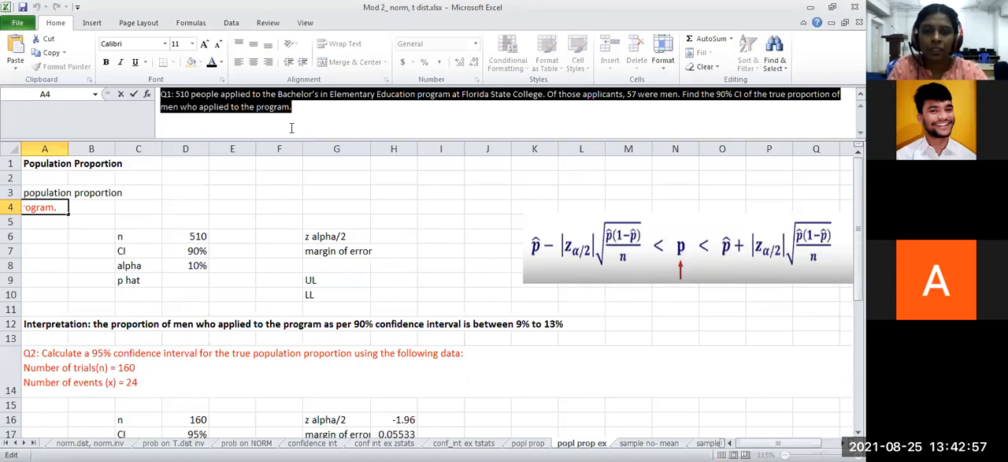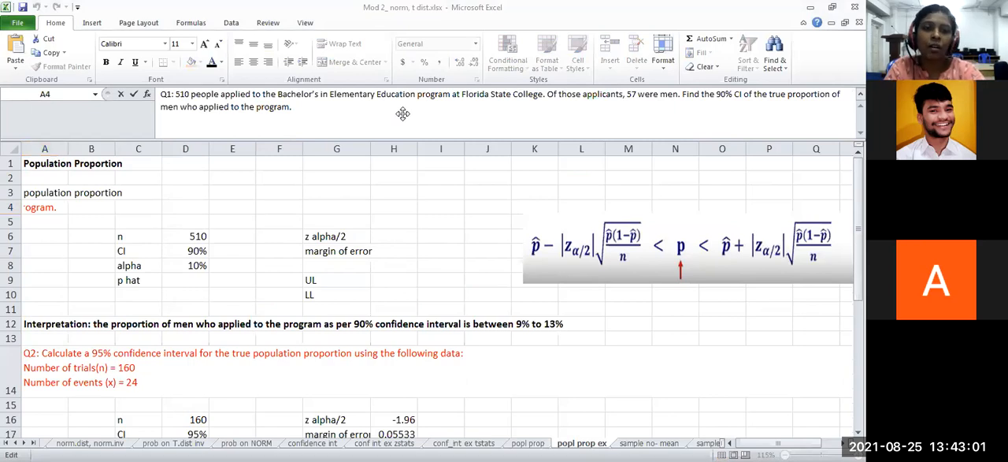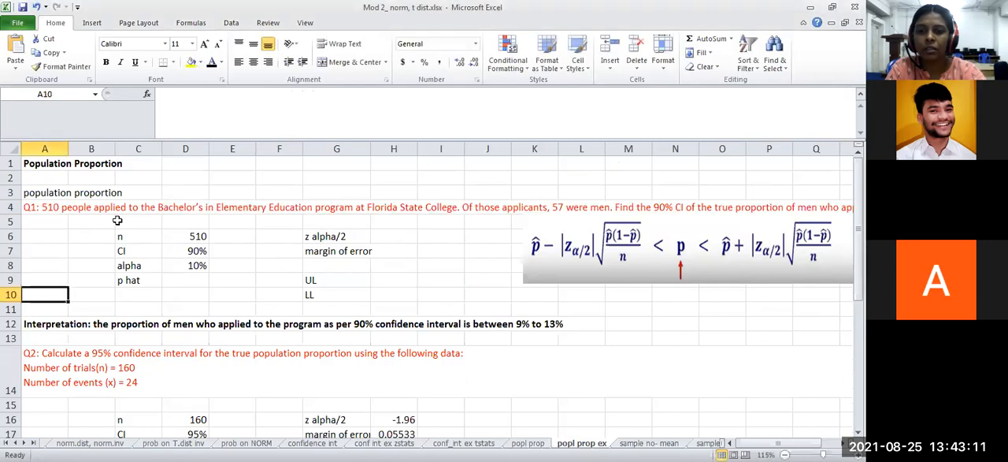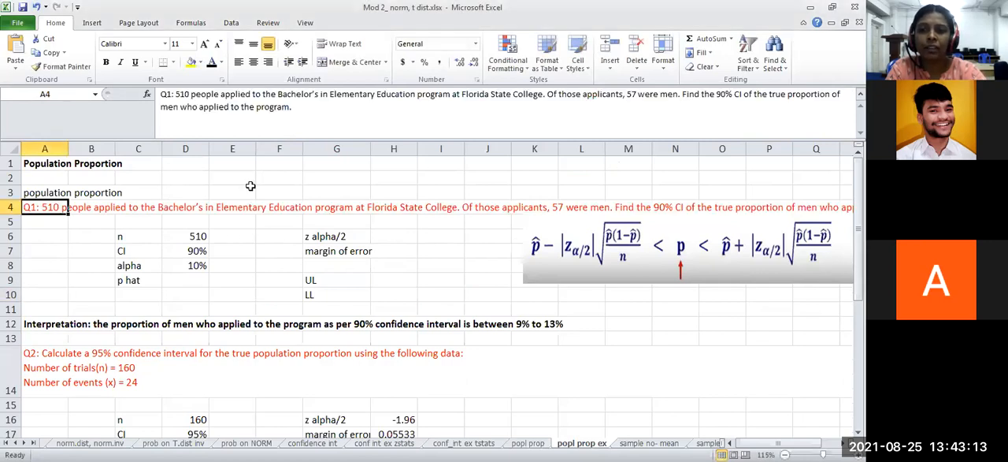So I'm sharing one other question, which is a slightly different type in your population proportion. Here you need to calculate p hat. The value of p hat is not given in the question. You need to actually calculate the value for p hat. Then only you can proceed with your calculation for z alpha by 2 and all the other calculations. So let's look at this question. I've shared it in the chat room.